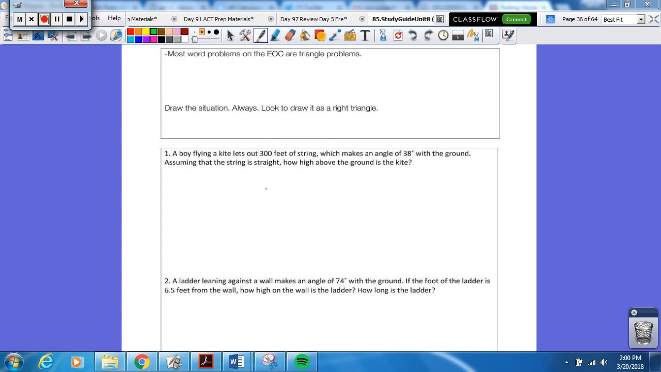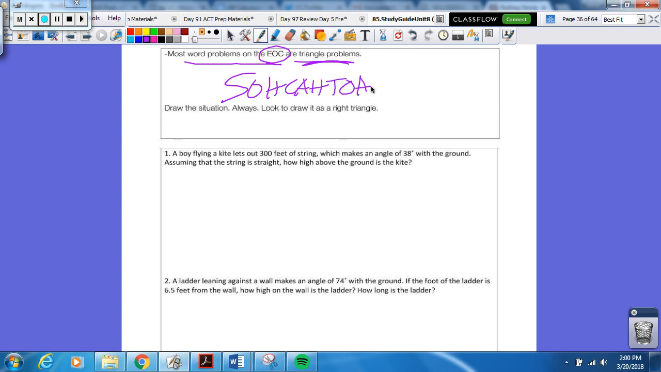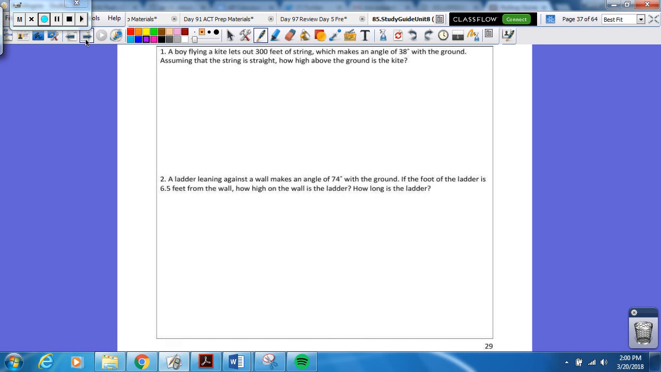It is time to do more trigonometry word problems, because they're all over the EOC. Triangle word problems, that means SOHCAHTOA. Now we're going to draw this situation and see what it looks like. Look at this, we've got no picture. Don't worry, we're going to take it one step at a time.